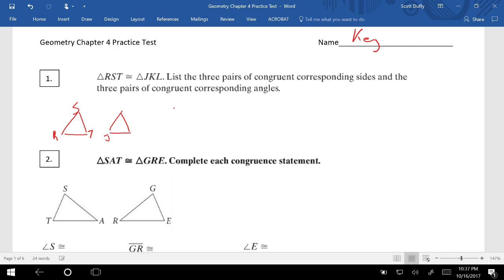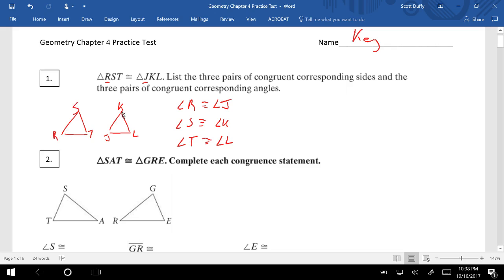RST and JKL. And right away, you know that R and J are going to be in the same place, lower left, or upper right, it doesn't really matter. As long as you realize that angle R is congruent to angle J, and then angle S is congruent to angle K, and angle T is congruent to angle L. And then we have the sides.